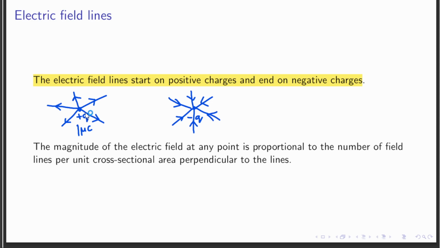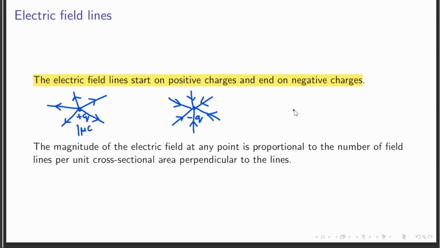Again, in principle, the number of field lines that one can draw depends on the ability of the person who is drawing the field lines. So you can draw 10, 20 or 40, as many as you like, but kindly be consistent. So once again, to repeat, the electric field lines start on positive charges and end on negative charges.